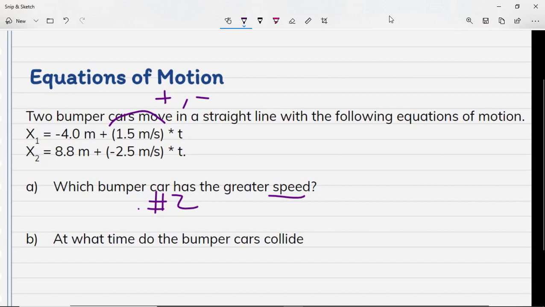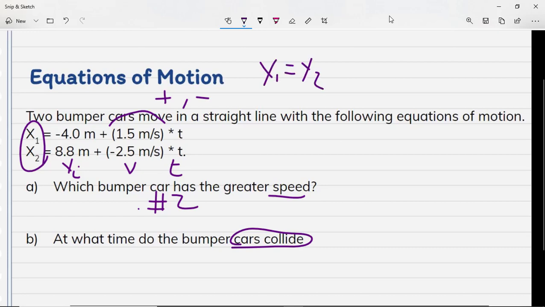The last thing it asks is, at what time do the bumper cars collide? Well, if the bumper cars are going to collide, then their final position is going to be the same. We have our initial positions that are listed here. You've got your velocity here. You've got time. We just need to be able to solve for time. And since the bumper cars are going to collide, that means that x1 is going to equal x2. The final position is going to be the same for both of them. So we just need to set these equations equal to each other and solve.